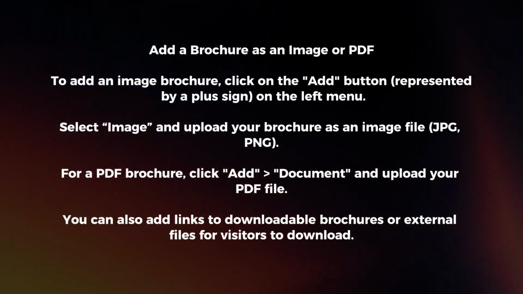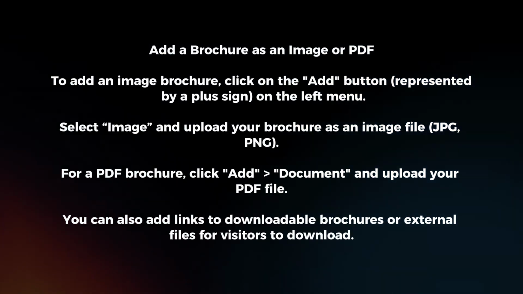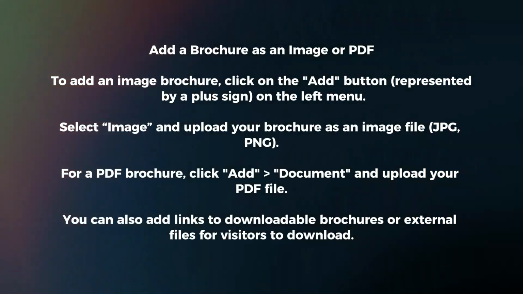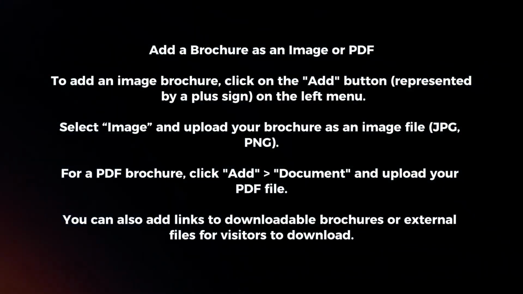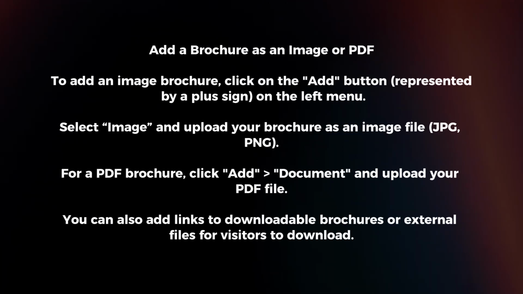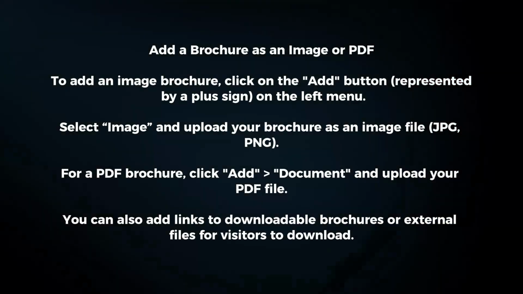Add the brochure as an image or PDF. To add an image brochure, click on the Add button on the left menu. Select Image and upload your brochure as an image file. For a PDF brochure, click Add, Document and upload your PDF file. You can also add links to downloadable brochures or external files for visitors to download.